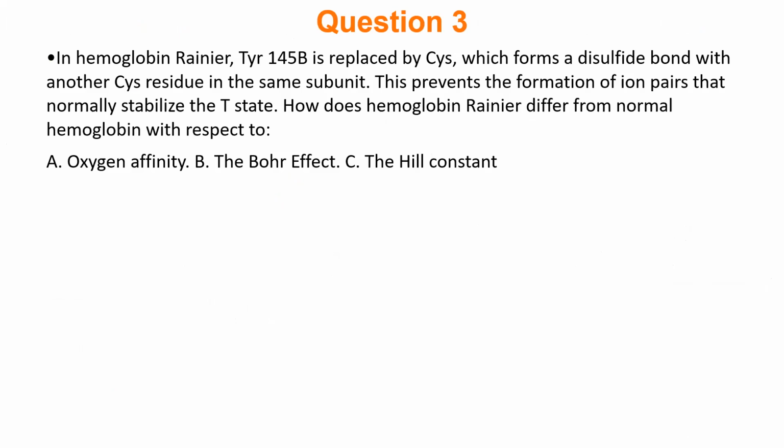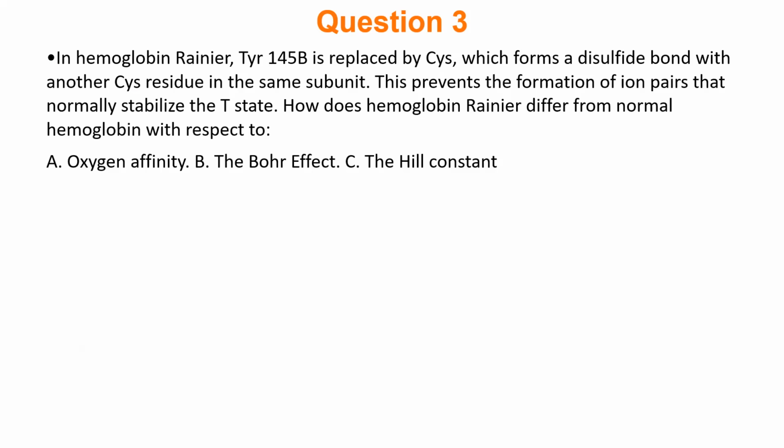Another hemoglobin variant, Rainier, has a tyrosine at position 145 in the B subunit. That's what Tyr145B means. Position 145 in the B subunit is replaced by cysteine. So you have a mutation. When that happens, you form a disulfide bond with a cysteine that's right near it. If this happens, you can no longer be in the T state. You're going to be stuck in the R state in Rainier.